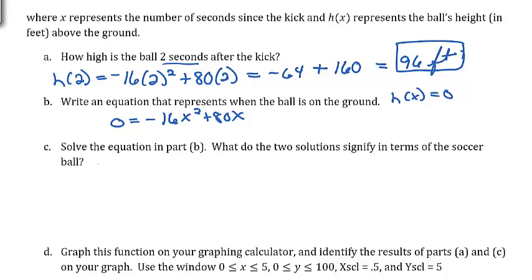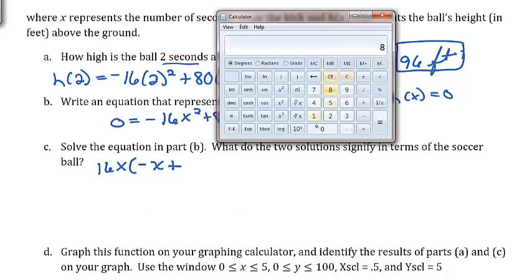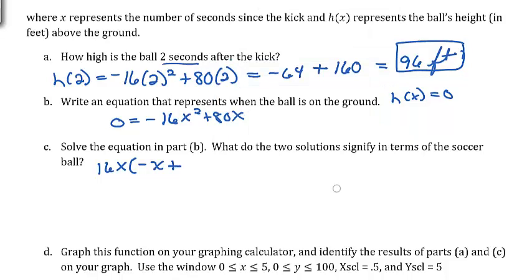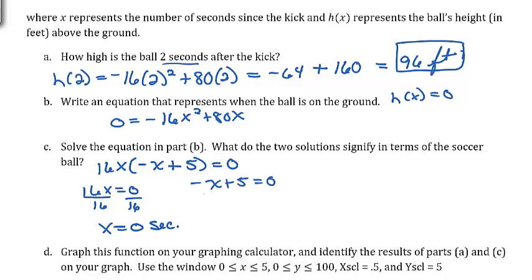So we can factor out a 16x. And again, that's dividing both of these terms by 16x. So that would leave me with negative x plus 80 divided by 16 is 5, and it's equal to 0. So now we can set the 16x equal to 0. Dividing by 16 on both sides gives us x equals 0 seconds. And negative x plus 5 equals 0. Add the x to both sides, and we get x equals 5 seconds.